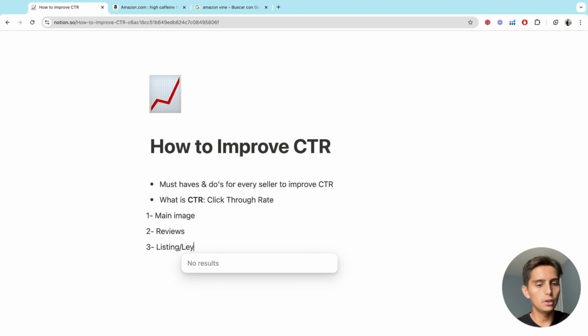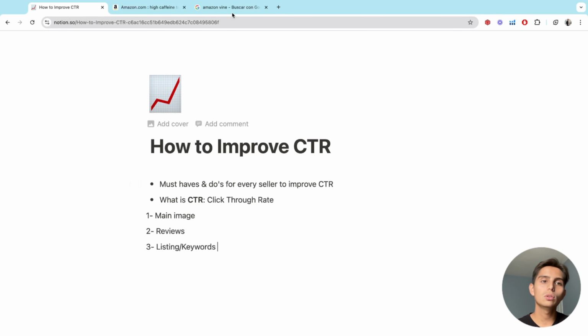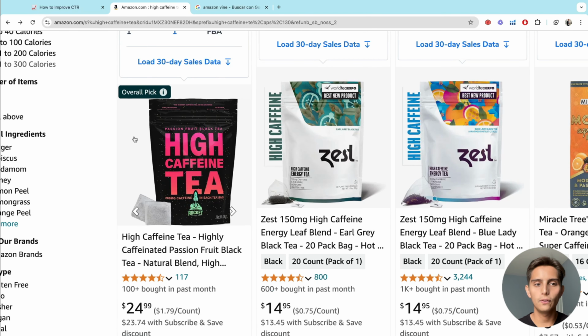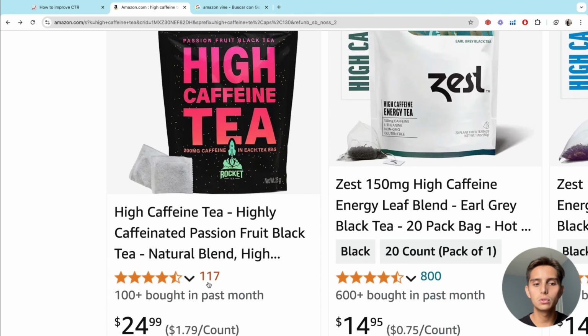This may sound very obvious, but the third thing, and I'm not coming up with this just because I think that's how it works, okay? This is proved, also based on my experience selling on Amazon. This is the order of how a person thinks on Amazon. First, the image. This is the first thing they look at, then the reviews, then the listing.